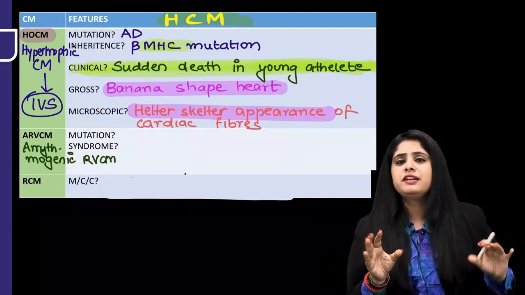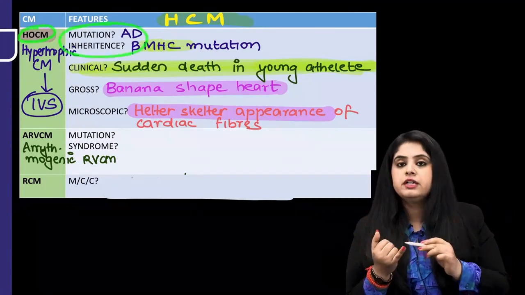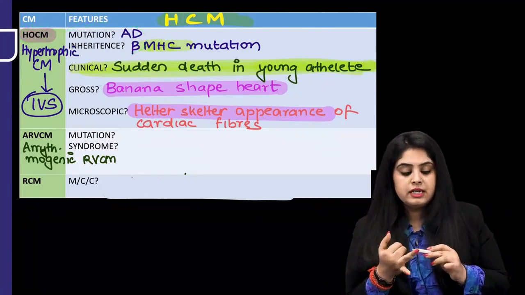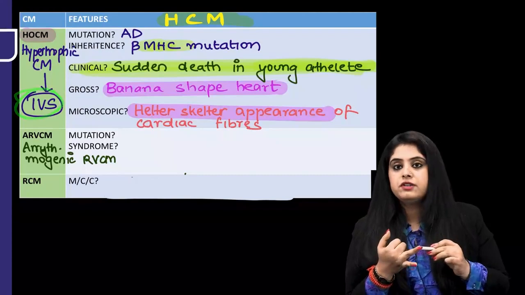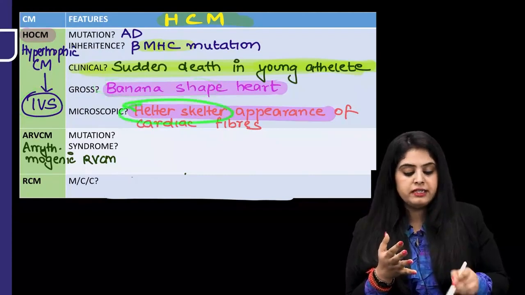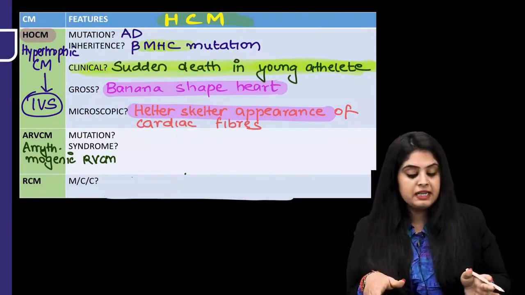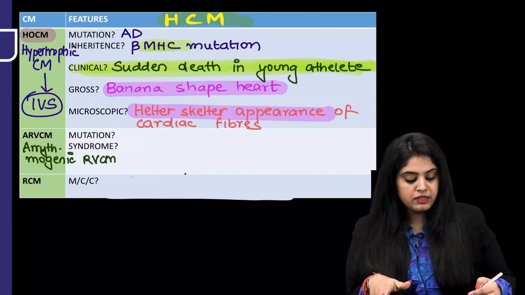So these 5 points, just memorize them. Hypertrophic cardiomyopathy is an autosomal dominant condition with beta MHC mutation. It is hypertrophy of what? Interventricular septum. Grossly, heart looks like banana shaped. Microscopically, it is helter-skelter. Clinically, it is sudden death in young athlete. Done. Now let's move on to the next one.